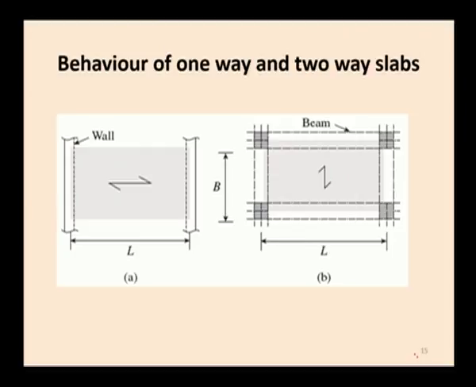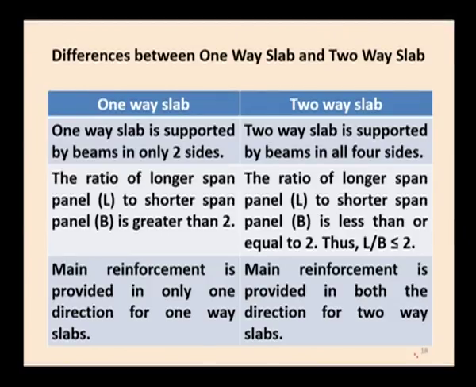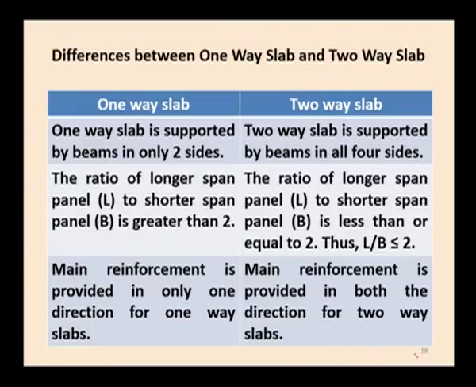So, now we have seen the behavior of the slab as well as how the reinforcement has to be provided, and how the loads are transferred to the beam in both one-way and two-way slab. Now, we need to know what the differences are between one-way slab and two-way slab. We need to summarize. In the case of one-way slab, it is supported by beams on only two sides, since it is spanned along only one direction, the load must be transferred to the two opposite beams or two opposite walls. But in the case of two-way slab, the slab is supported on 4 sides.